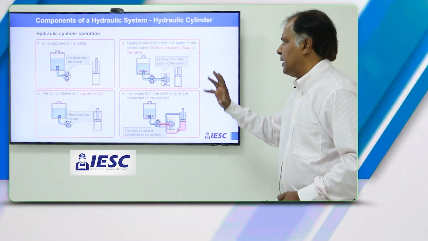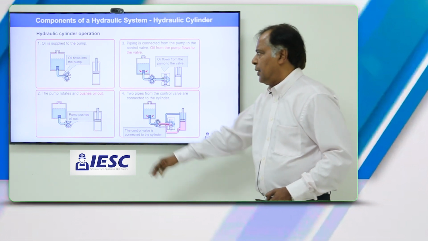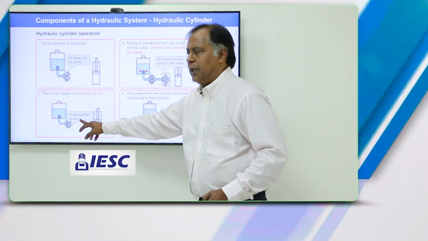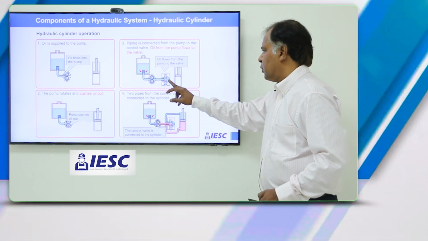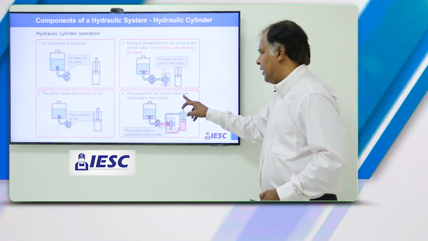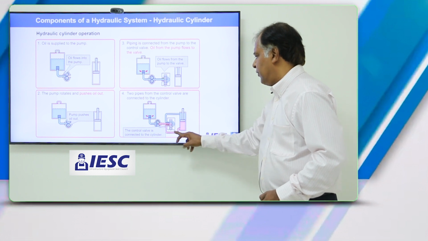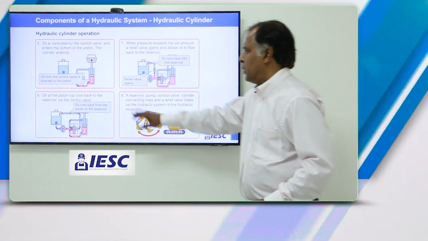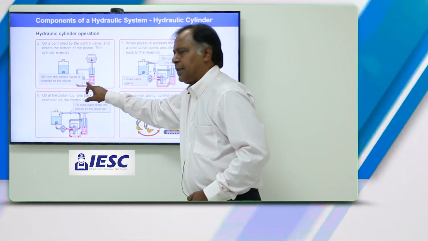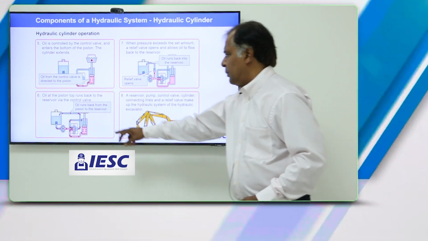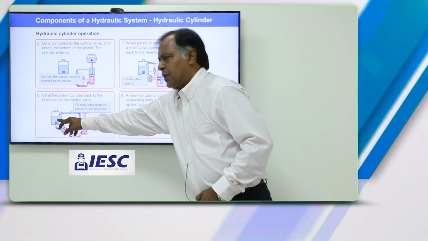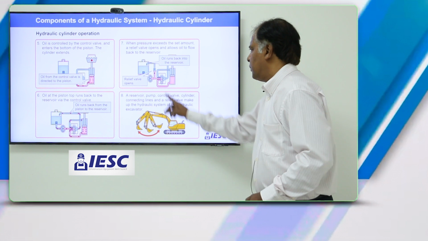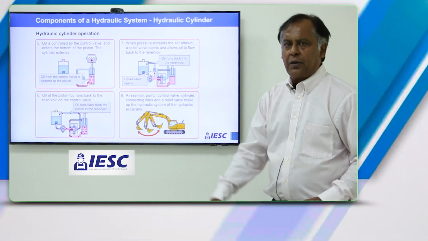So let's look at the operation of a hydraulic cylinder. Oil is supplied to the pump. The pump pushes the oil out. The oil goes to the control valve, and two pipes from the control valve are connected to the cylinder. So you can see the oil flow happening, going back into the cylinder and pushing the piston up. So this is the oil from the control valve which is directed into the piston. Oil at the piston top runs back to the reservoir via the control valve. And when the pressure exceeds a set amount, a relief valve opens, which you can see here, and allows oil to flow back to the reservoir.